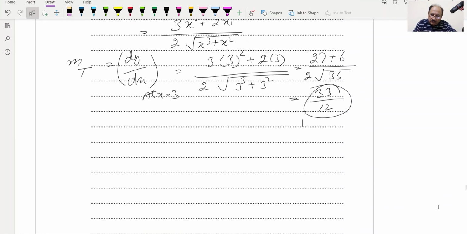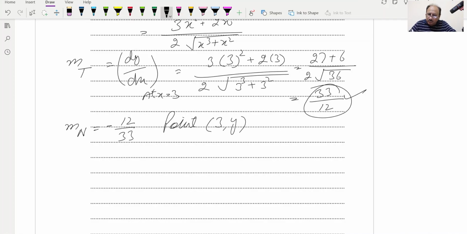Now we can move on to the normal. The gradient of the normal will be the reciprocal with the sign changed, so it will be minus 12 over 33. And the point will be what? The point will be 3 and y.